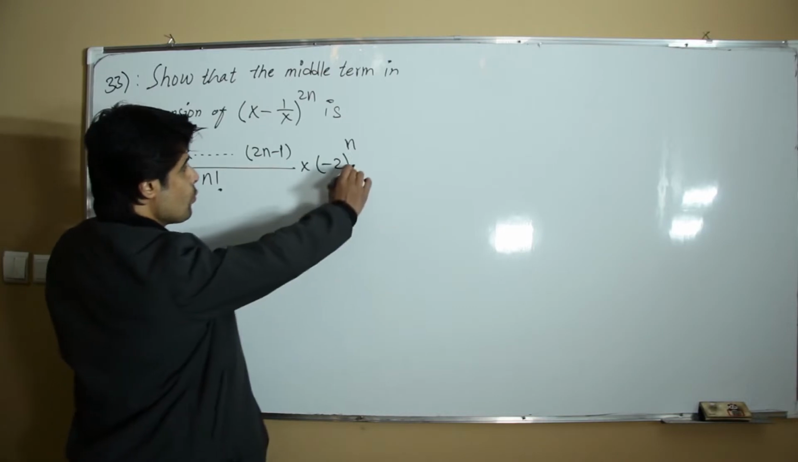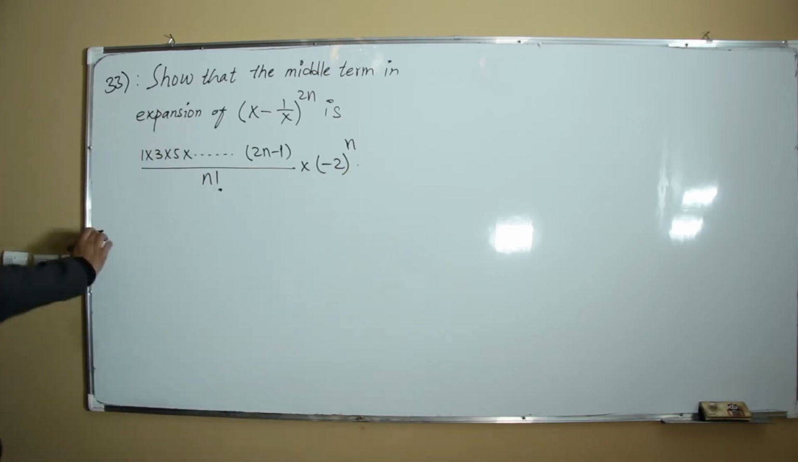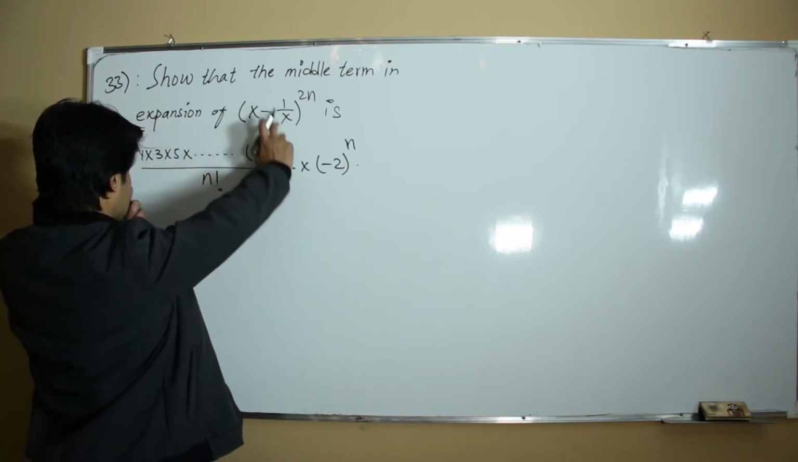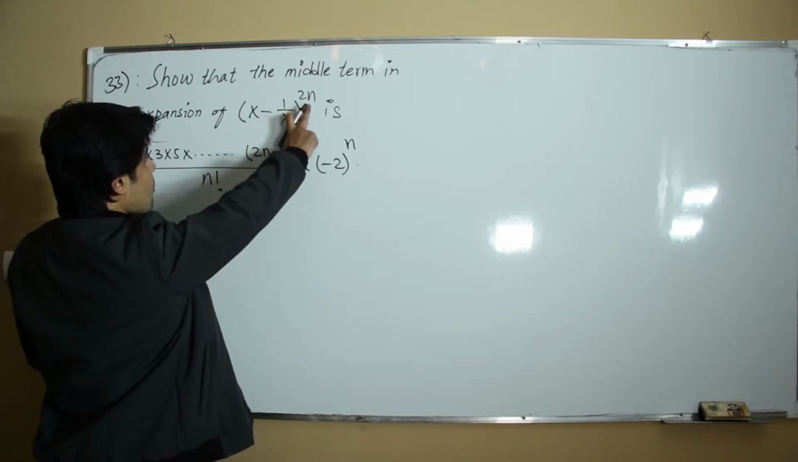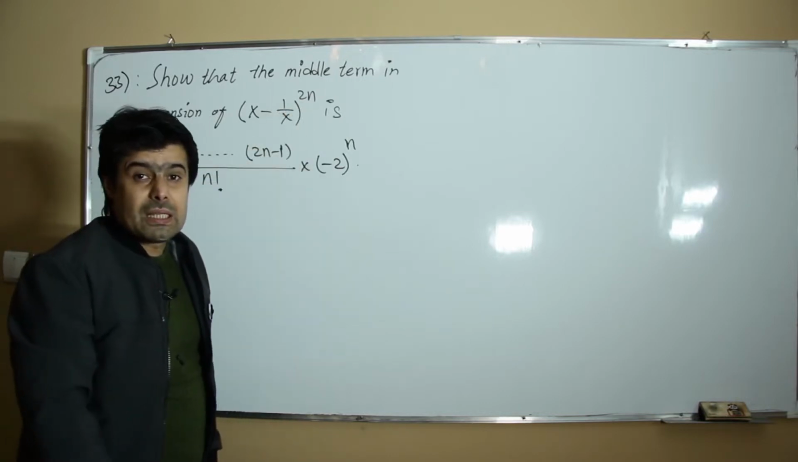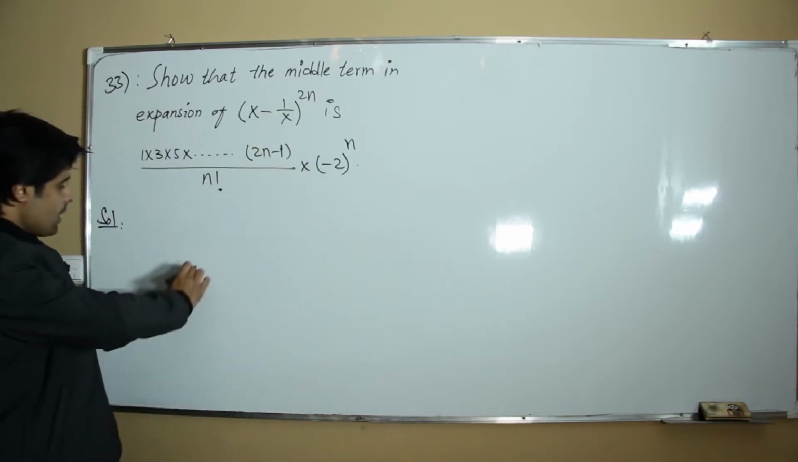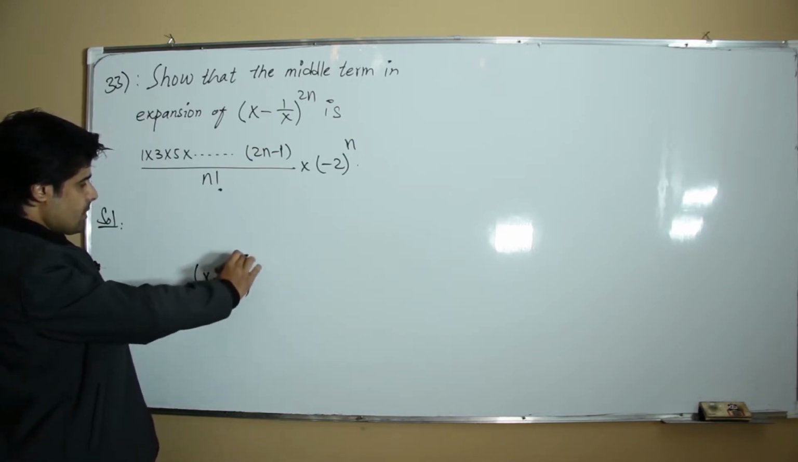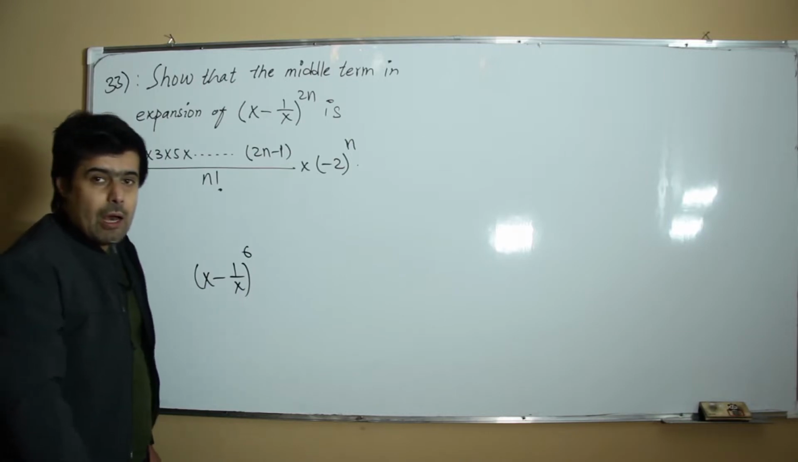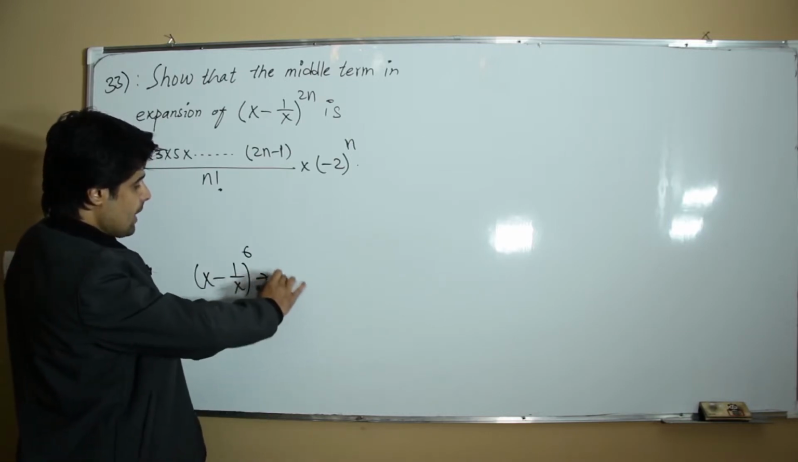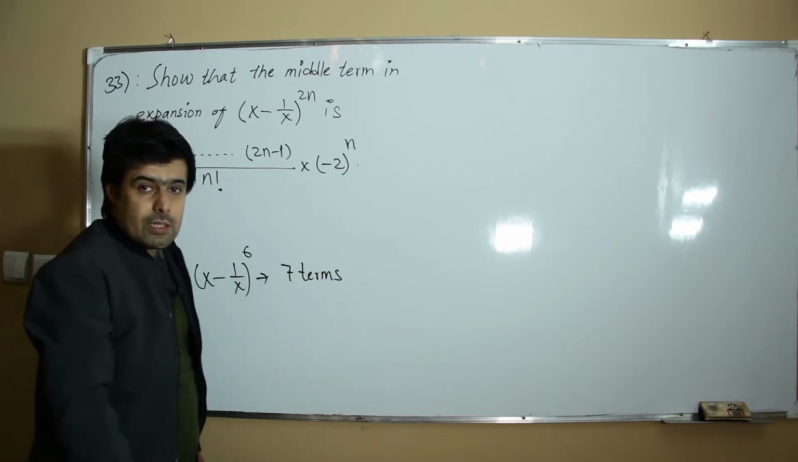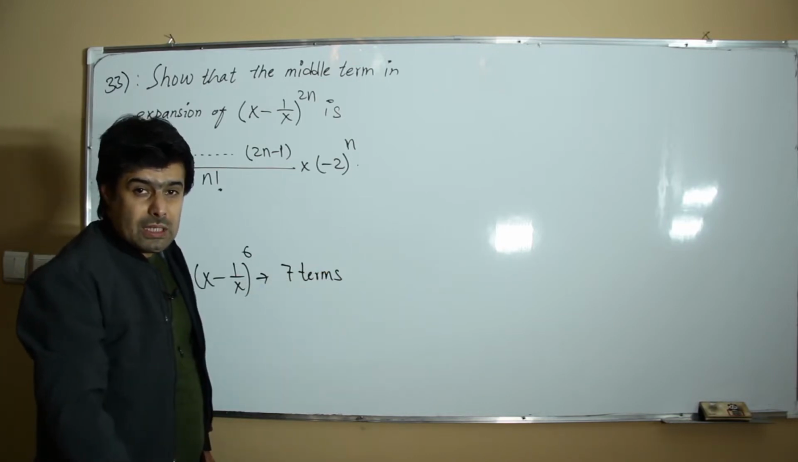Now, how can we prove it? What is the solution? First, one thing that you have to know: in (x minus 1 divided by x) raised to the power 2n, what is the middle term? I mean, if I have (x minus 1 divided by x) raised to the power 6, how many terms does it have? It has 7 terms. If it has 7 terms, what is the middle term?